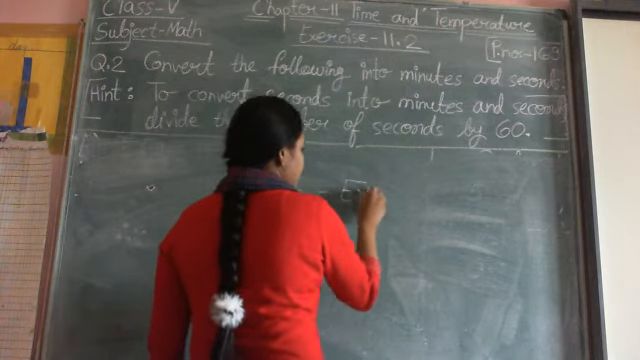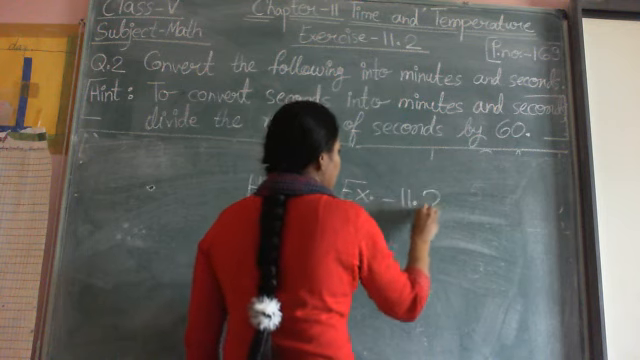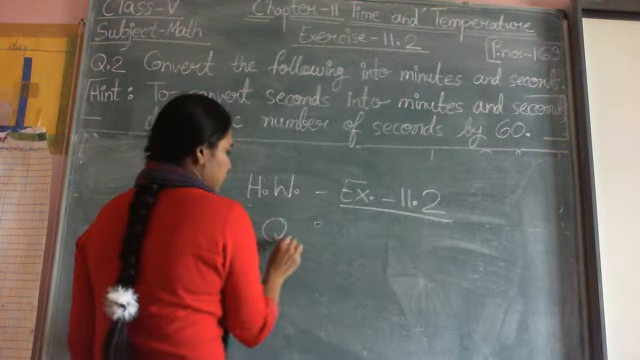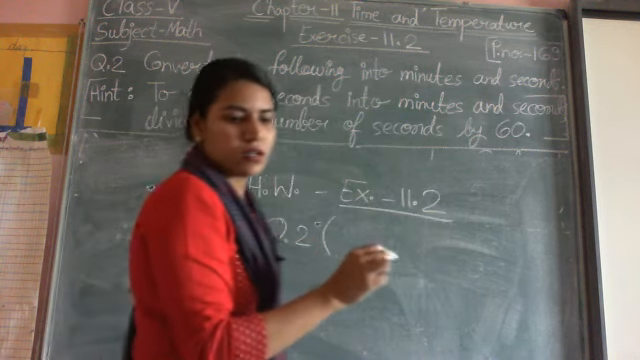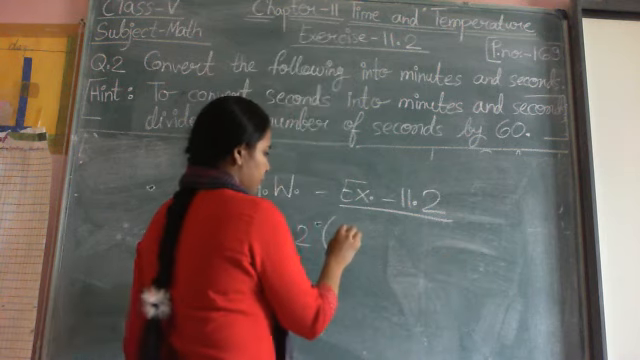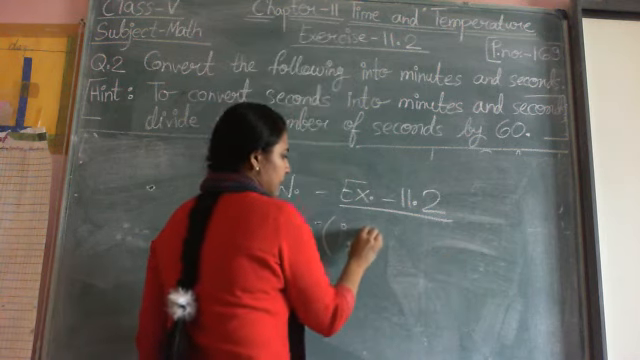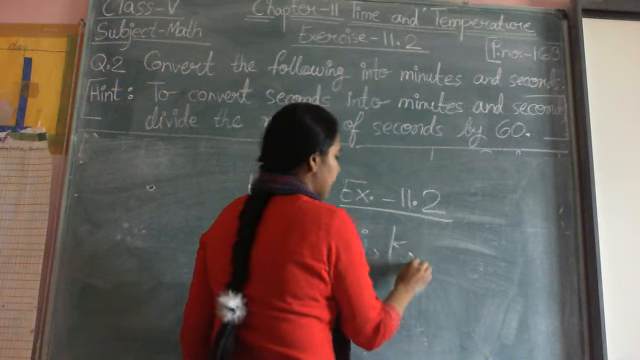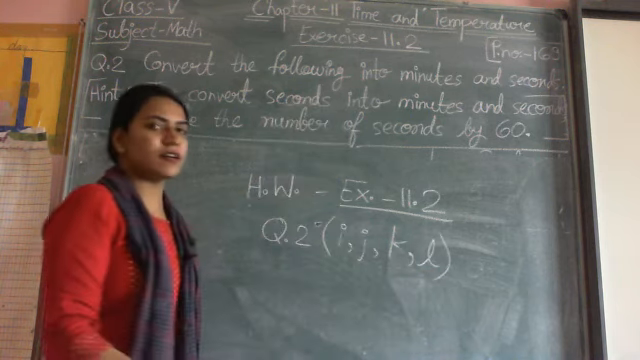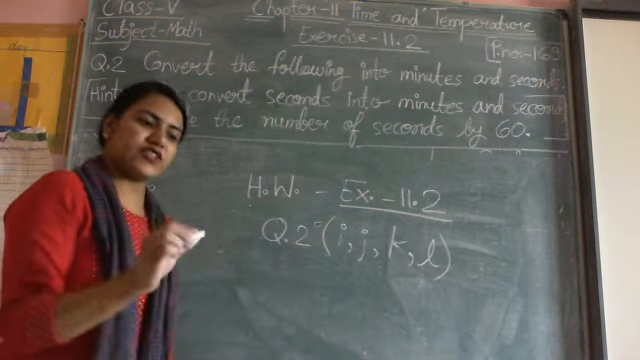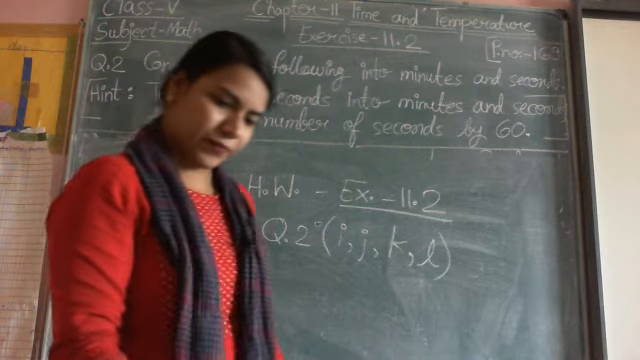Homework is exercise 11.2, question number 2, parts I, J, K and L. These 4 are your homework. Solve and check your answers from the back side of the book.